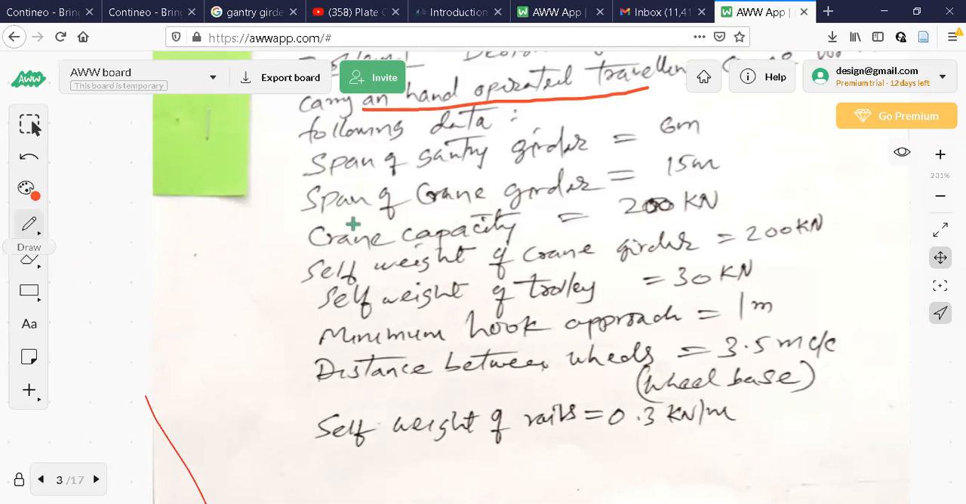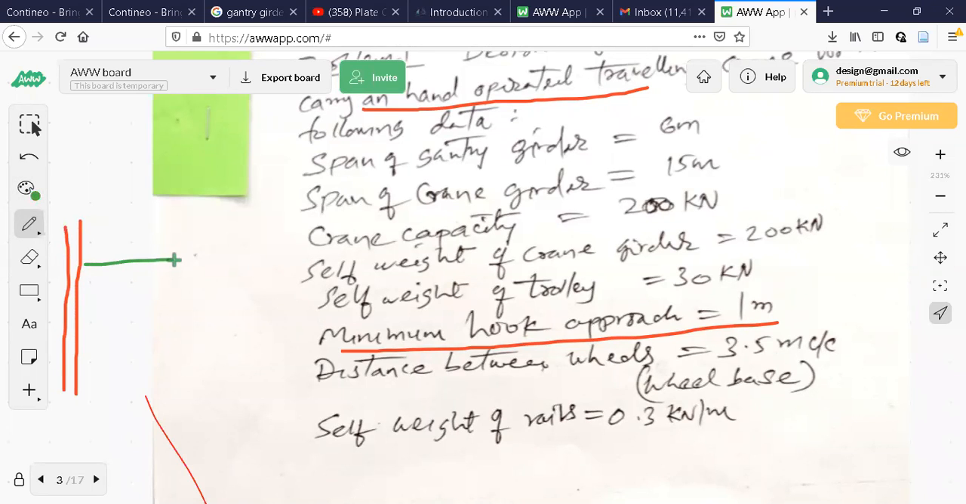Okay, just observe what this minimum hook approach is. You can see this minimum hook approach. Now, let us say this is the elevation of a wall. This is the wall here, elevation. And I'll just show what the hook approach is. I'll make you understand now.